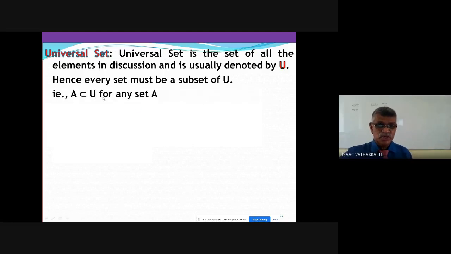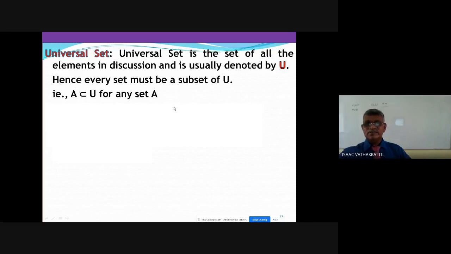That is a subset U for a set A. Now remember, universal set is not a unique concept. Suppose I am talking about children in class A, class B, etc. Then I can take the children of the school as a universal set. But if I am talking about the textbooks of class 9, textbooks of class 10, I can take the whole textbooks as a universal set.